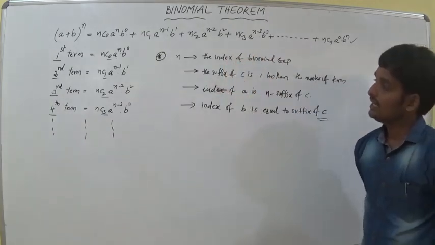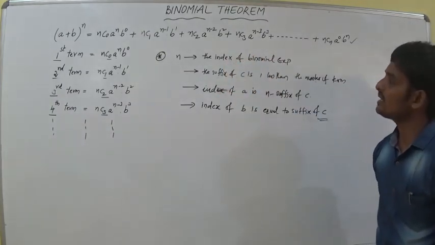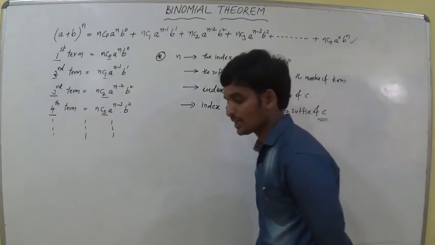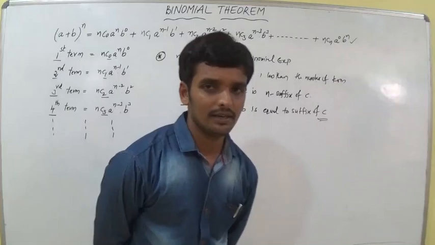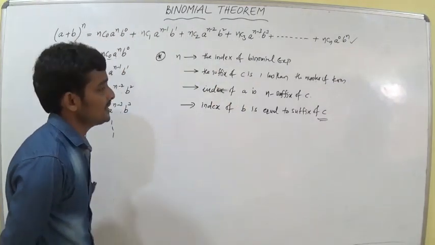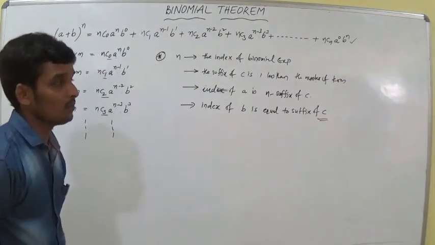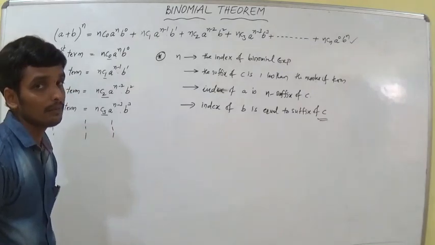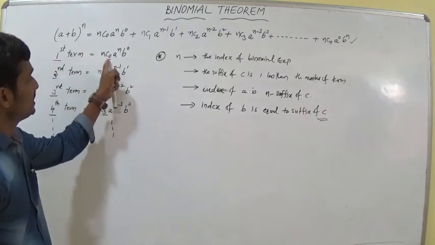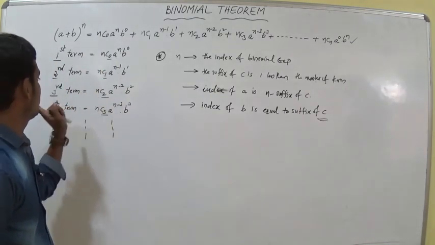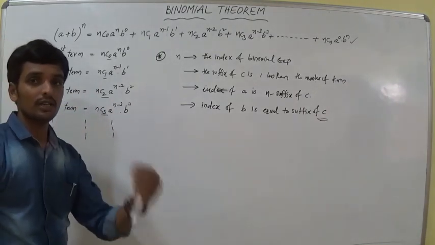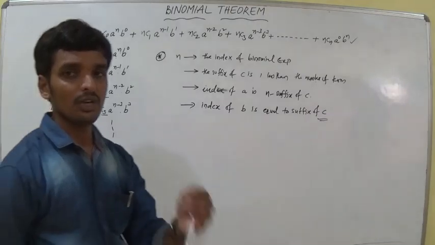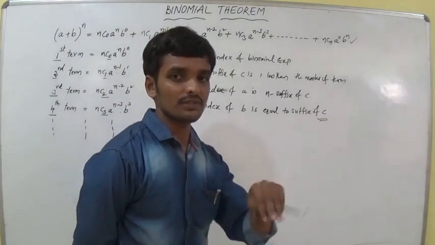For example, n is the index of the binomial expression. If the binomial expression has power 5, then n is equal to 5. I explained this already. Next, the suffix of C is 1 less than the number of the term. For example, the first term gives 0, second term 1, third term 2, fourth term 3, 15th term 14, 31st term 30, 25th term 24. That is the suffix of C.